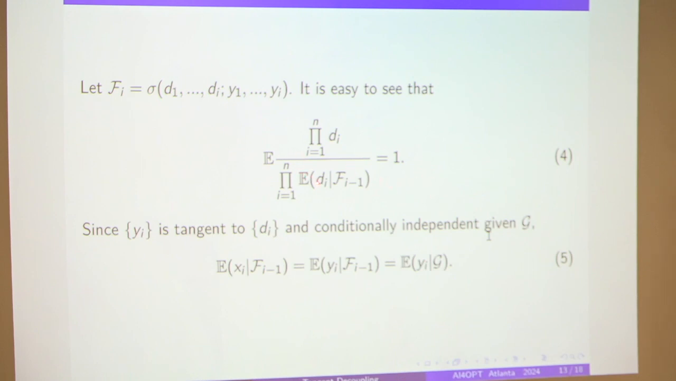Since the expected value of D_i given F_{i-1} by construction is equal to the expected value of Y_i given F_{i-1}, and the expected value of Y_i given F_{i-1} is the same as the expected value of Y_i given G, which is the sigma field generated by the d's. These are bundled, but anyways, since they are the same, I can replace these by the expected value of Y_i given G. Is that clear?